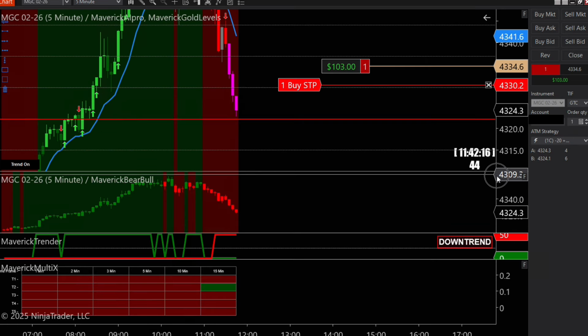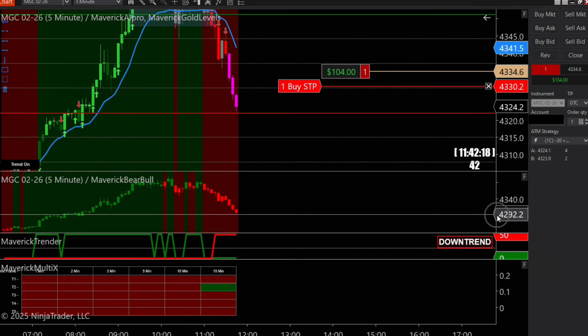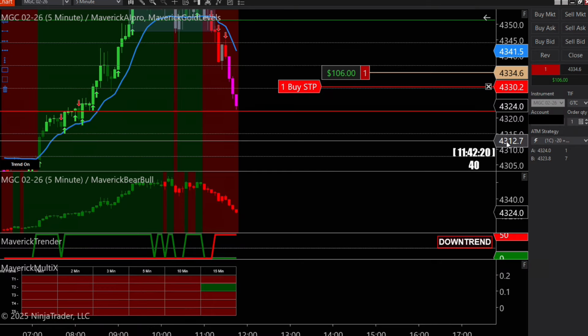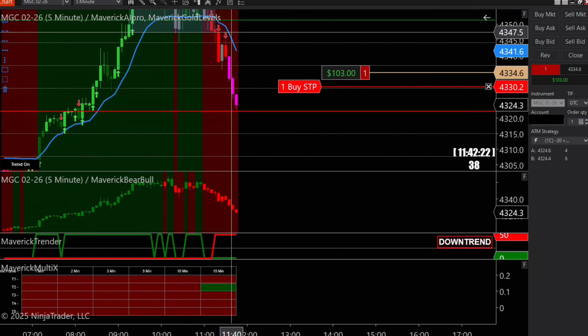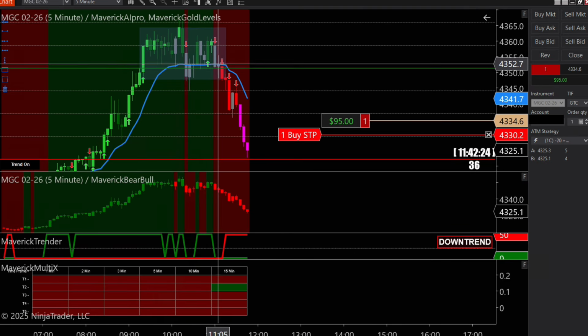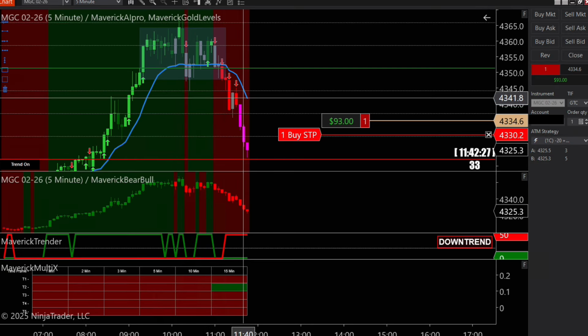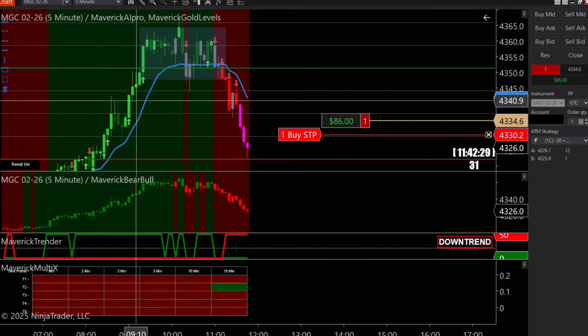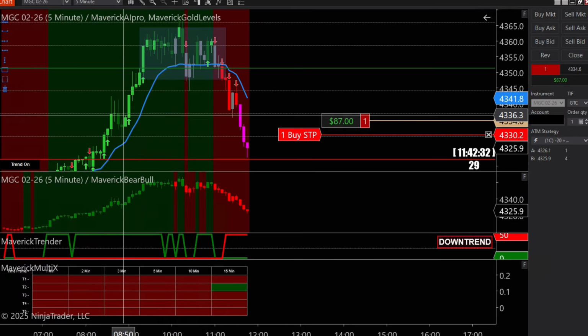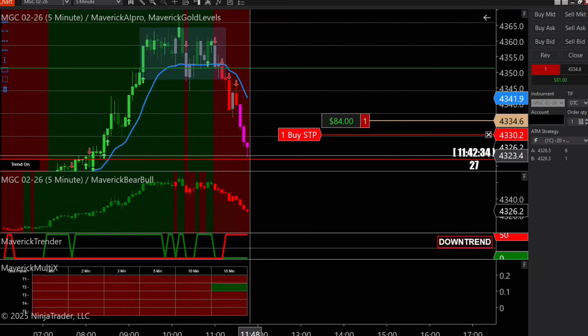Okay, we never go for the full move. Never, ever go for the full move. Okay, so listen, why were we in this trade? Red background, we're below the Maverick guide. When price breaks below this blue line, we go short. When price is above the blue line, we go long. Price below it, we go short.